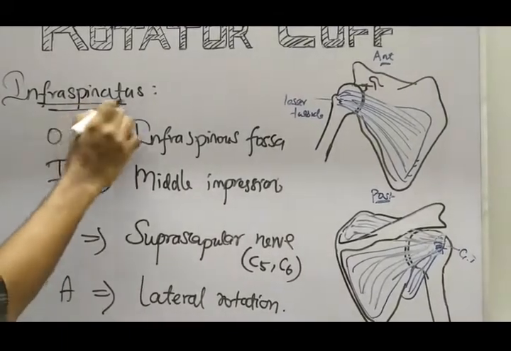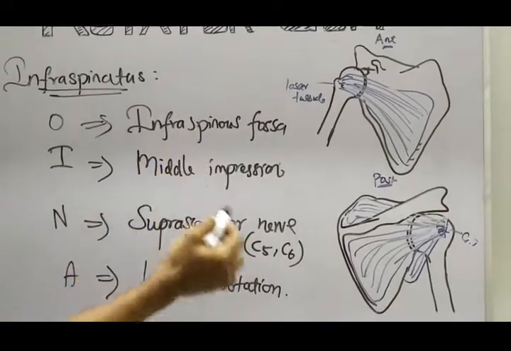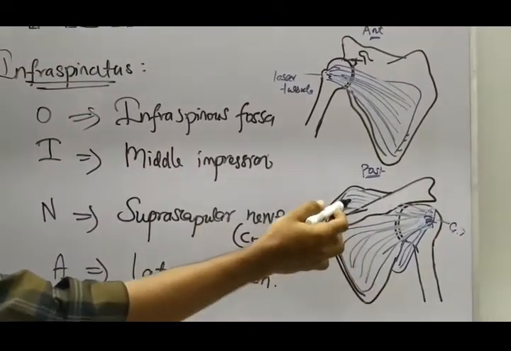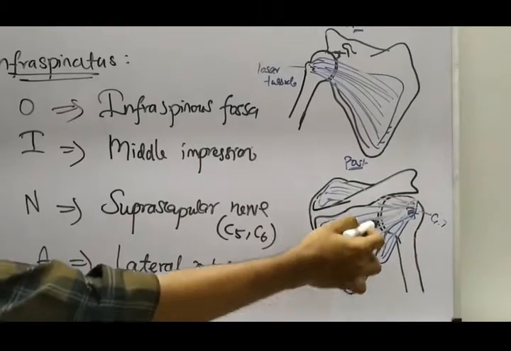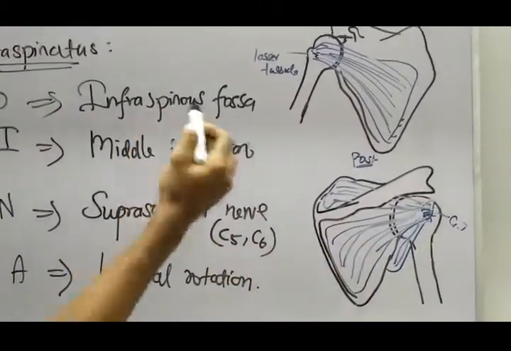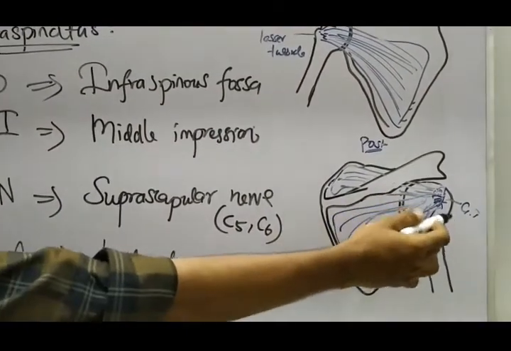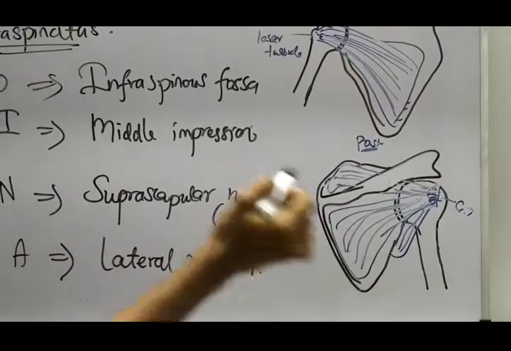The next muscle is the infraspinatus muscle. This muscle originates from the infraspinous fossa. Here you can look below the spinous scapula. This part is known as the infraspinous fossa. From here the infraspinatus muscle gets origin and it inserts into the middle impression of the greater tubercle.